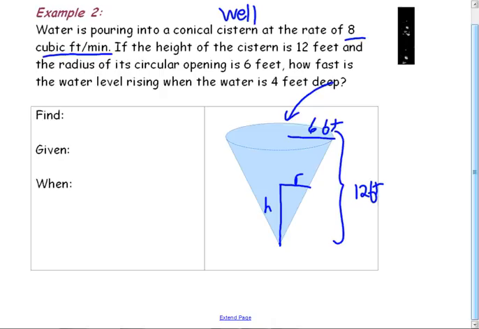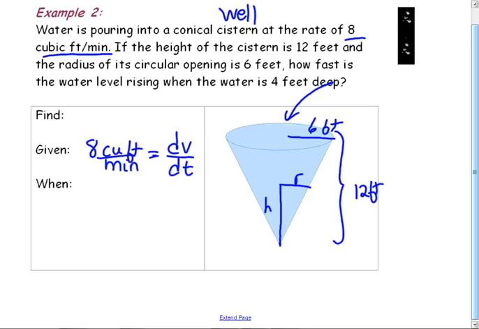Okay. Let's label some things. This 8 cubic feet per minute. What is cubic feet? A measure of what? Volume. So guess what this is? Which derivative is this, Grant? No, it's volume. It's d what? dv dt. You should be writing this down. Question?